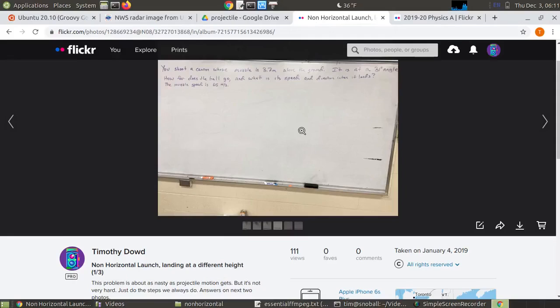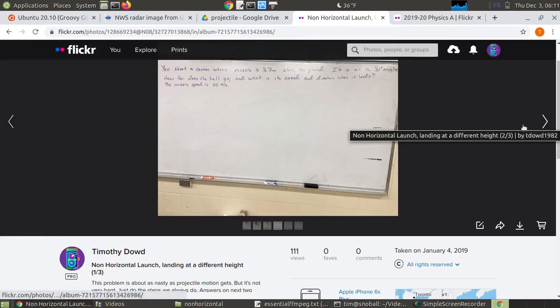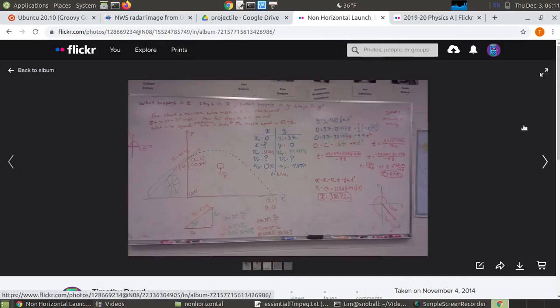Here's a final problem that really shows how we might have to use final velocities to answer the question. So this one says we have a cannon whose muzzle is 3.7 meters above the ground. It's at a 31-degree angle, and it wants to know how far the ball goes and what speed and direction it has when it lands. It launches at 65 meters per second. So this is a tricky problem, but the first part is in some ways very similar to what we've done so far. There's just one thing that's a little different. It's launching and landing at a different height.